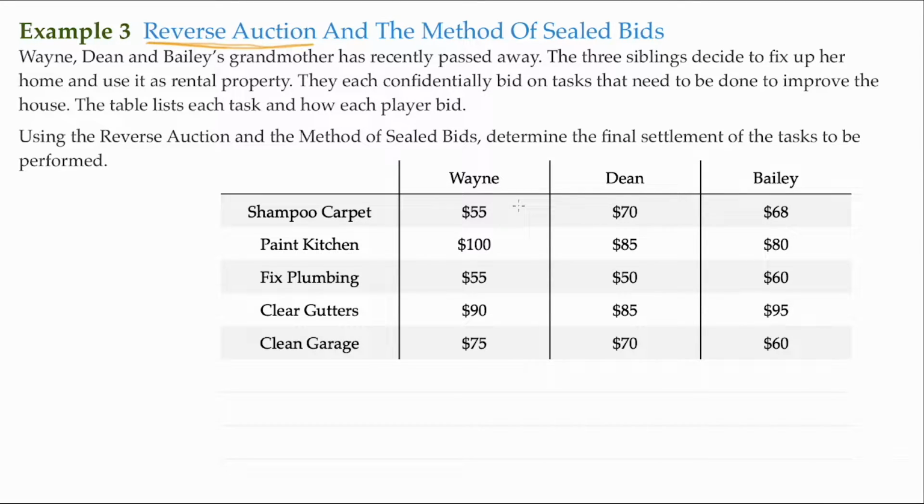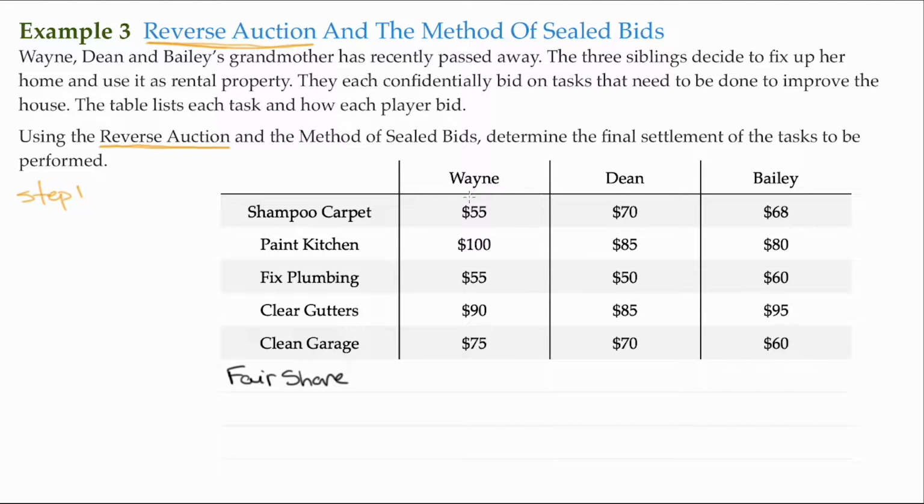So using the reverse auction method, and the reverse auction means that we're going to be looking for the low bid, not the high bid, and the method of sealed bids, we determine the final settlement of the tasks to be performed. So we're going to approach it with those 5 steps again. The first step is we're going to find a fair share. So I'm just going to put it in right here. And it's the same idea.